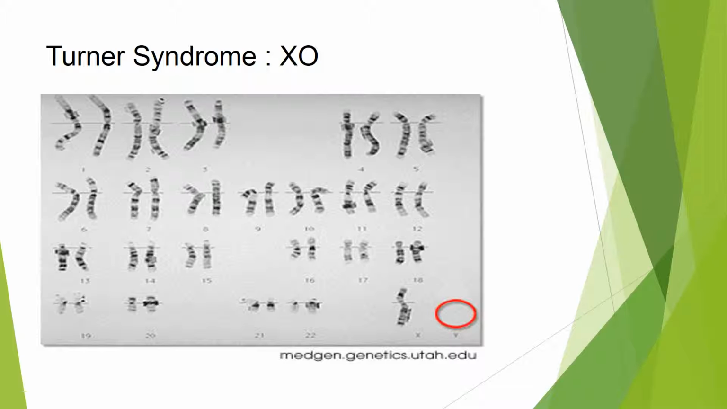Finally, this is an example of another karyotype that would show a genetic disorder, Turner syndrome, XO. So this is a genetically female person, but she's completely missing one of her X chromosomes. So one of her X chromosomes is completely missing. These people present also with short stature, webbed neck, a low set of ears, and they're also usually infertile.